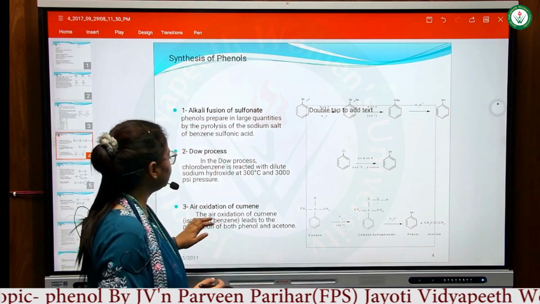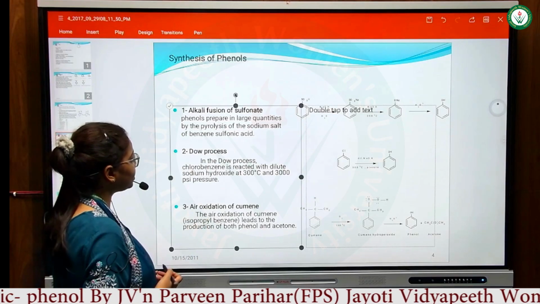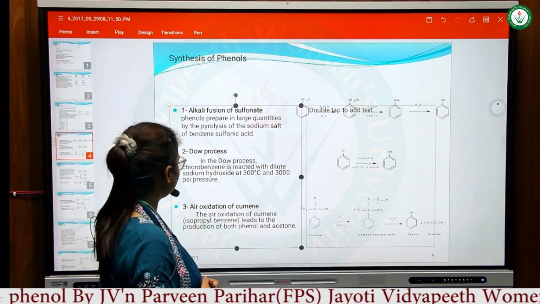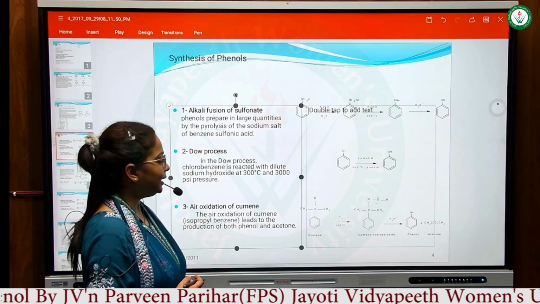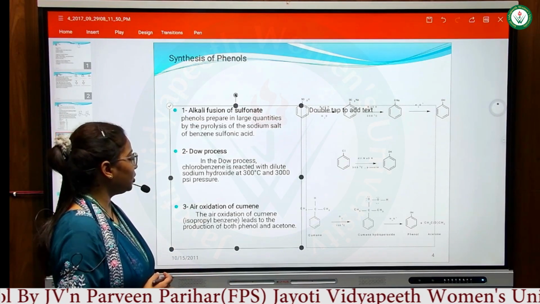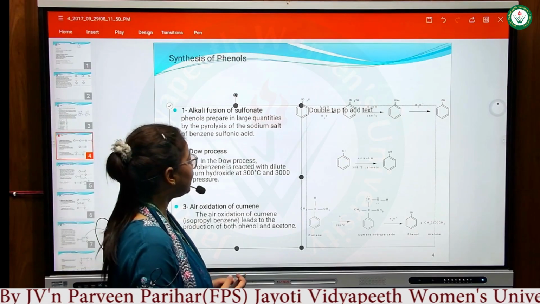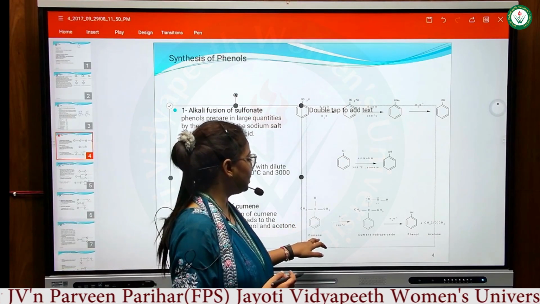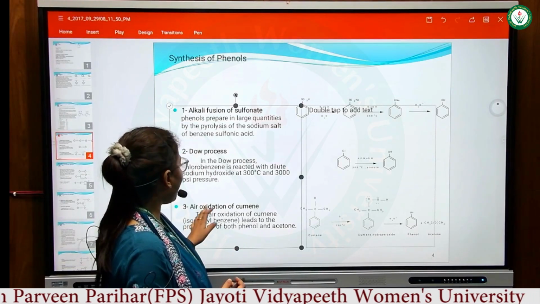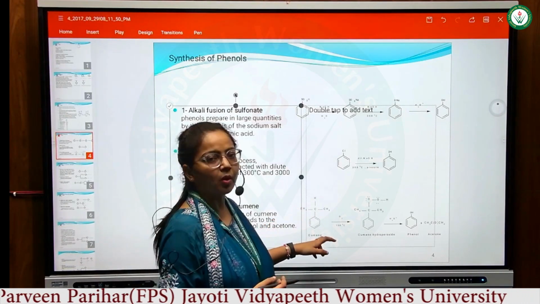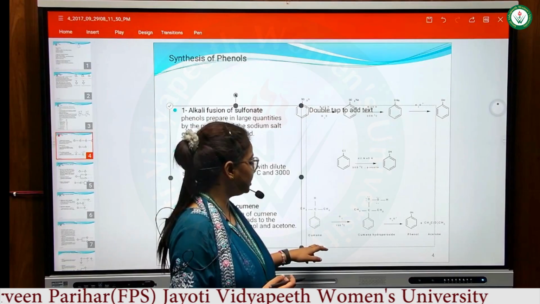The third synthesis reaction is the air oxidation of cumene. The air oxidation of cumene, that is isopropyl benzene, leads to the production of both phenol and acetone. The IUPAC name of cumene is isopropyl benzene, and the common name of isopropyl benzene is cumene.